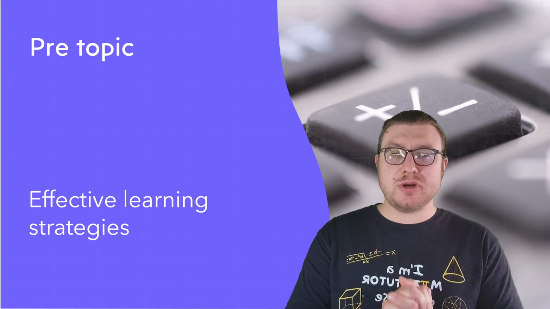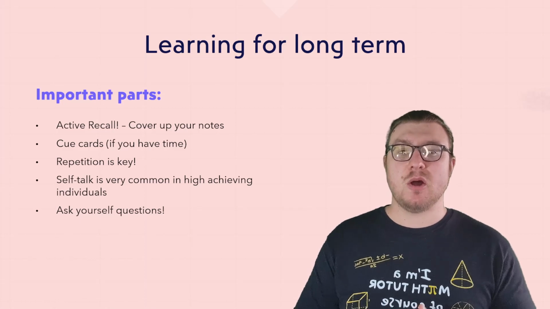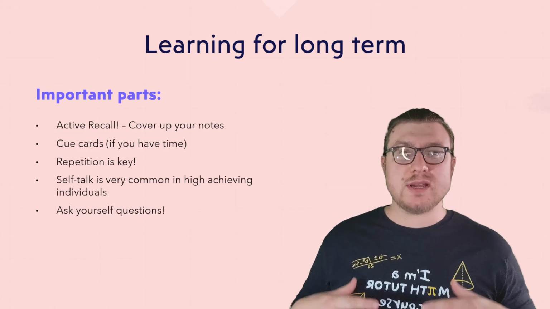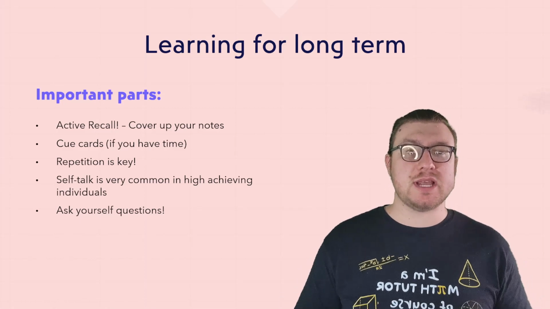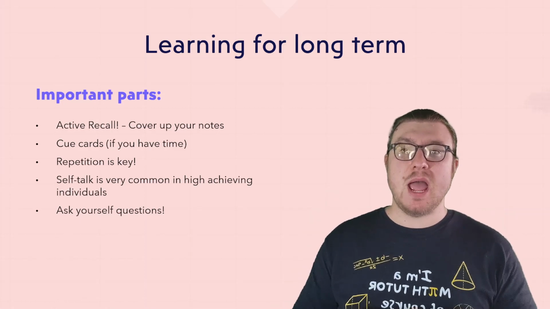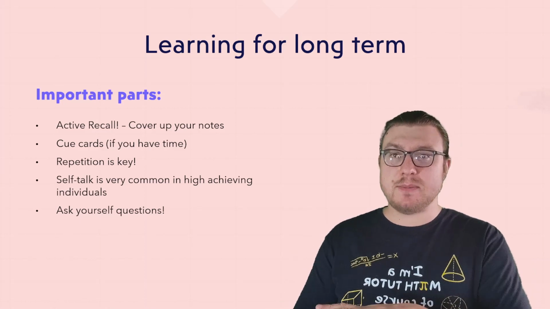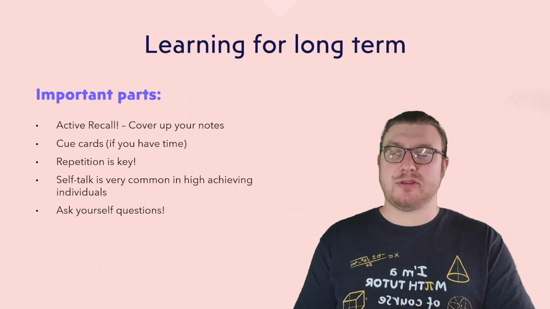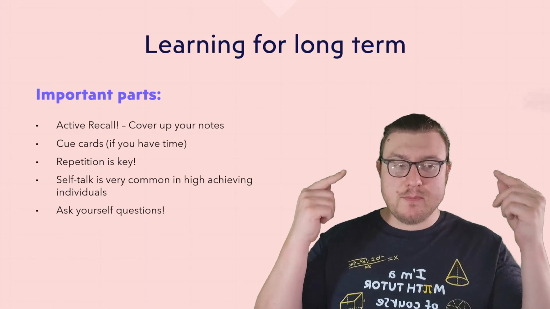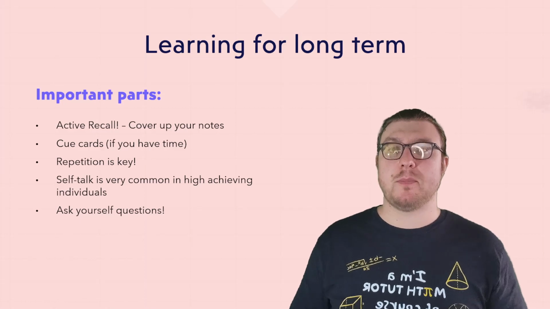So let's talk about the pre-topic, effective learning strategies. How are we going to do this? Let's have a look. One part that is really important is active recall. We want to make sure that you are always recalling, going back through the notes and actively using your memory to get to the information. That means when you are going through your notes and you're revising, make sure that you turn it upside down, blank it out, and think what was on that paper. Try and memorize it. Try and replicate what was on the questions or on the notes by memory.